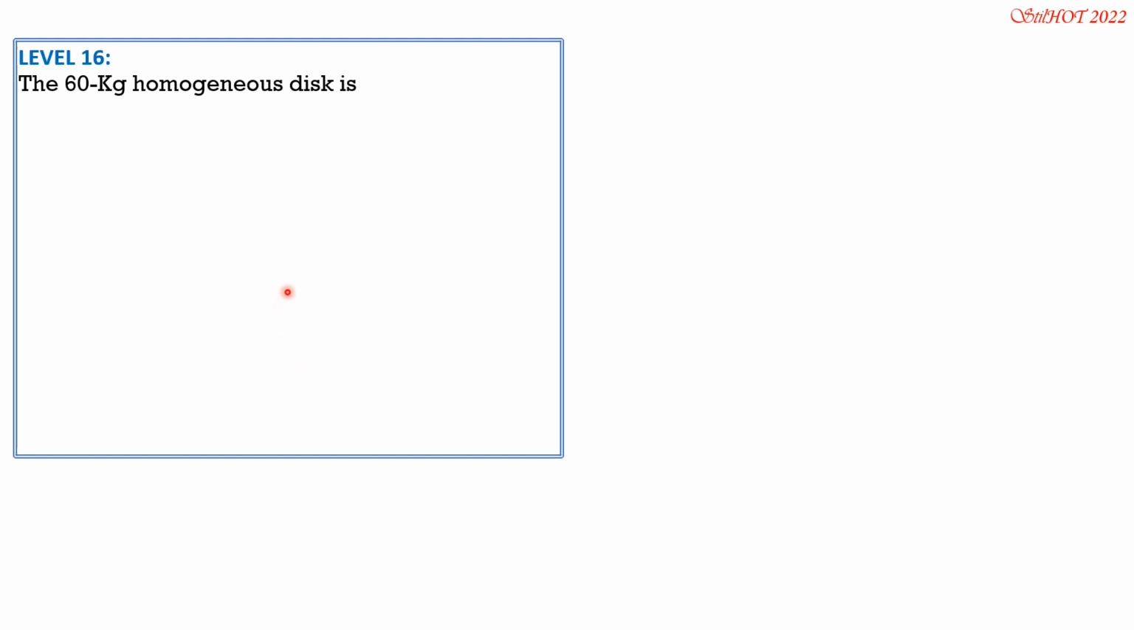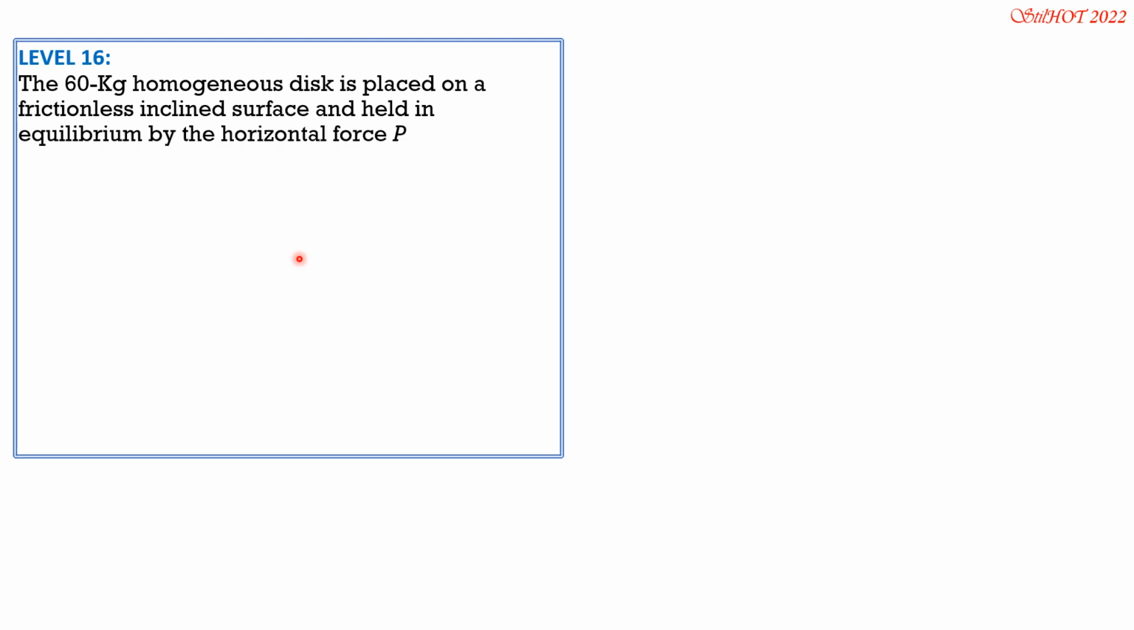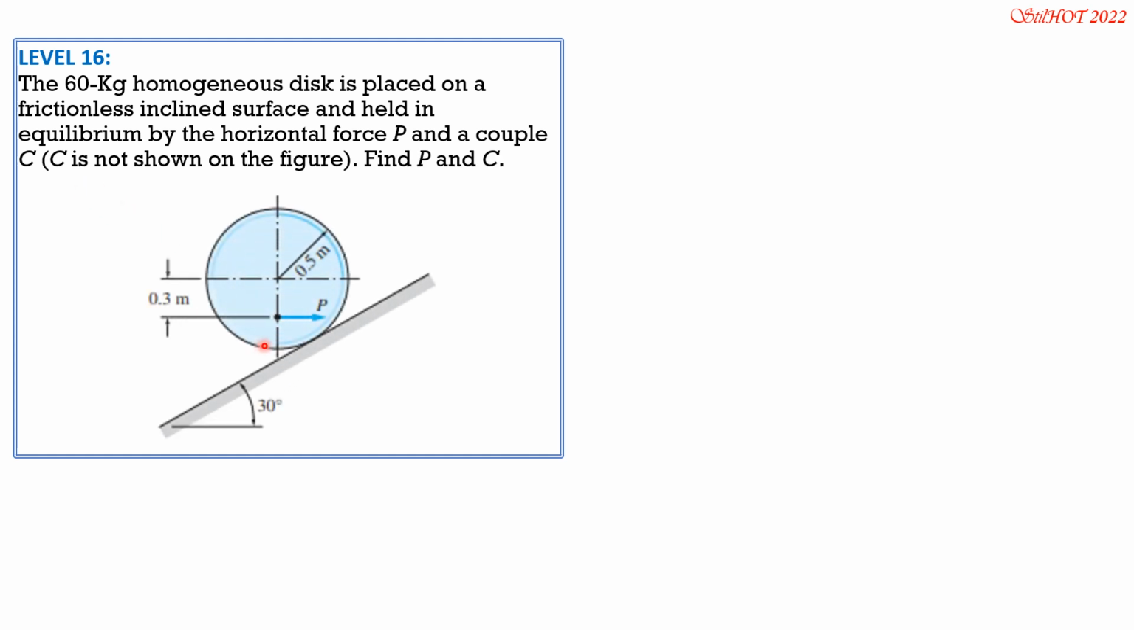The 60 kilogram homogeneous disc is placed on a frictionless inclined surface and held in equilibrium by the horizontal force P and a couple C, where the couple is not shown on the figure. So find P and the couple. So let's draw the free body diagram first for the weight of the disc. 60 times 9.81 acting at the center here. So 588.6, use your calculator there, 60 times 9.81.